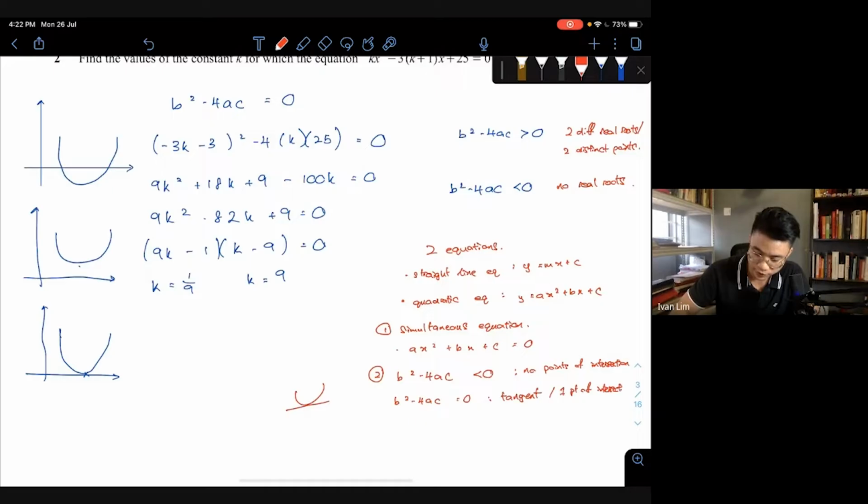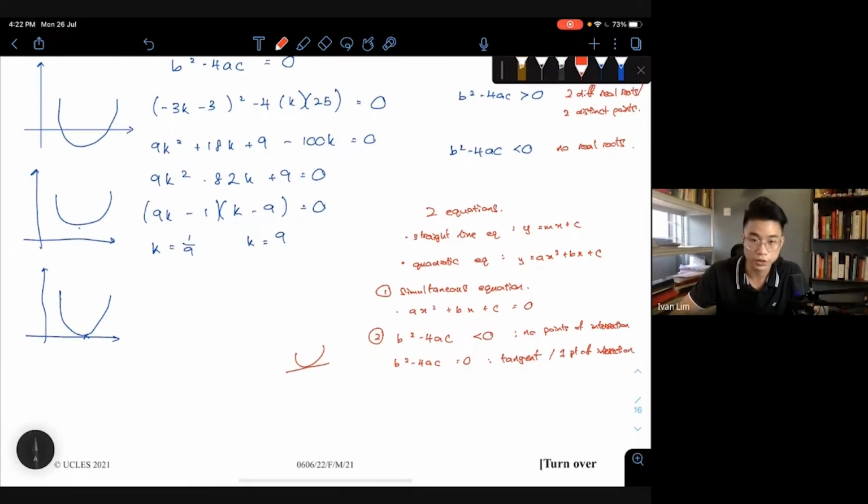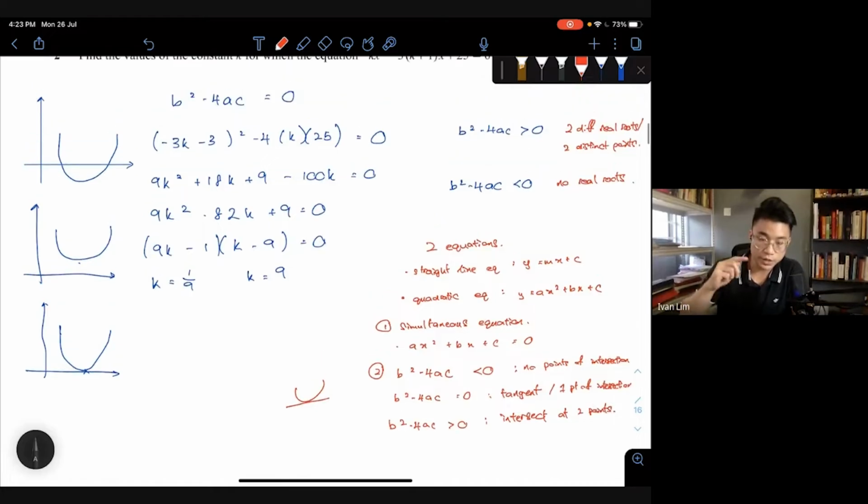Then most students will be thinking, hey, what is this tangent? Why suddenly got tangent over here? So you all need to know what they're asking for. Then the third possible one, they'll say intersect at 2 points. Okay, so you all got to remember how to do it. It's just one extra step.